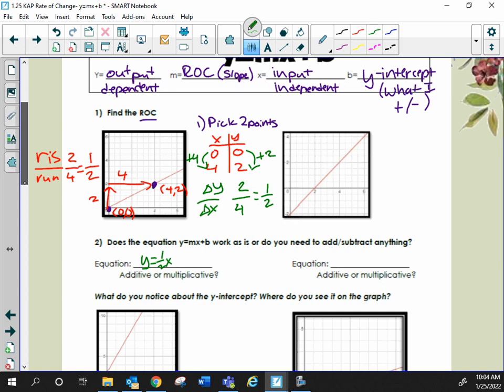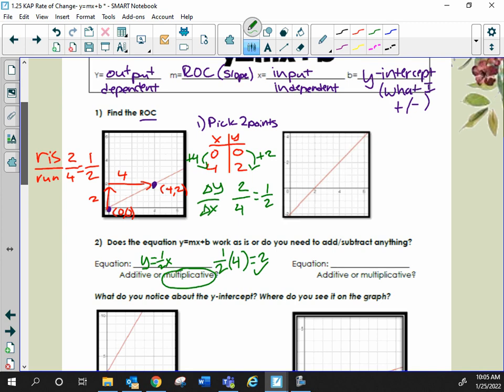It's never really a good idea to use 0, 0 because it's 0, 0. So let's go with 4, 2. If I put in 4 as my x, will I get 2 out? If I do 1/2 of 4, does that equal 2? Yes. So did I need to add or subtract anything? No. Okay, it's just a plain old multiplicative. And we said that already because it goes through the origin. Okay? Plain old multiplicative.